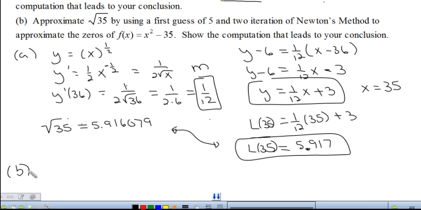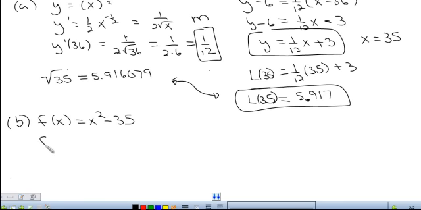The second way to do this is we're going to approximate the square root of 35 by using the first guess of 5 and 2 iterations of Newton's method to approximate the zeros of f of x equals x squared minus 35. So remember Newton's method, we need the derivative. Newton's method says that the next iteration is x of n minus f of x of n over the derivative. And we only need to do 2 of these.